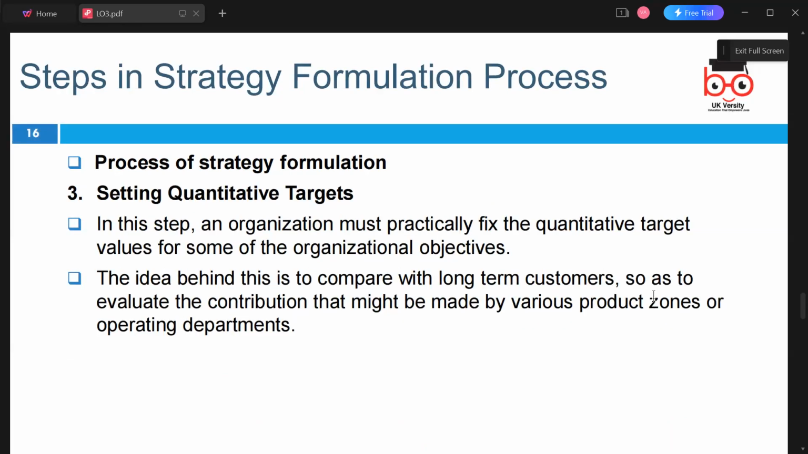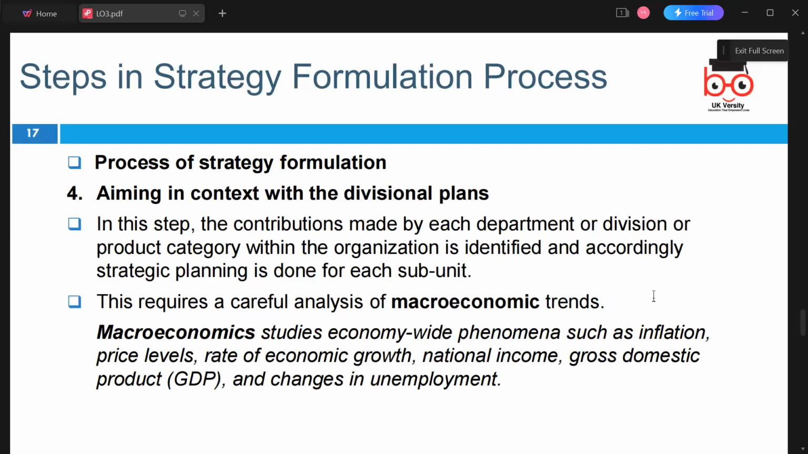Then we have to set some quantitative targets. We must practically fix the quantitative target values for some of the organizational objectives. Also, we aim in context with the divisional plans. In this step, the contribution made by each department or divisional product category within the organization is identified, and accordingly, strategic planning is done for each subunit.